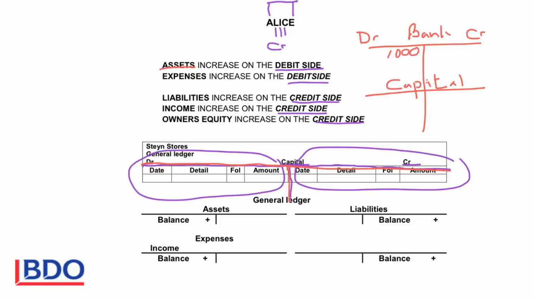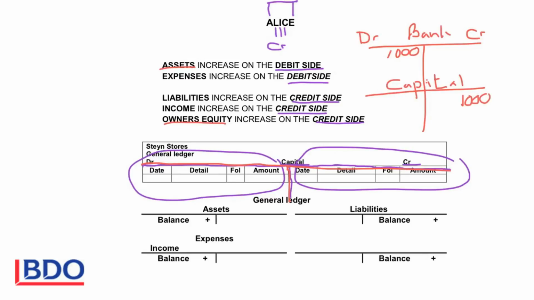Because I entered this entry on the debit side, I have to complete a double entry on the credit side, and I will credit the capital account on the credit side. Owner's equity, that is capital, will increase on the credit side.